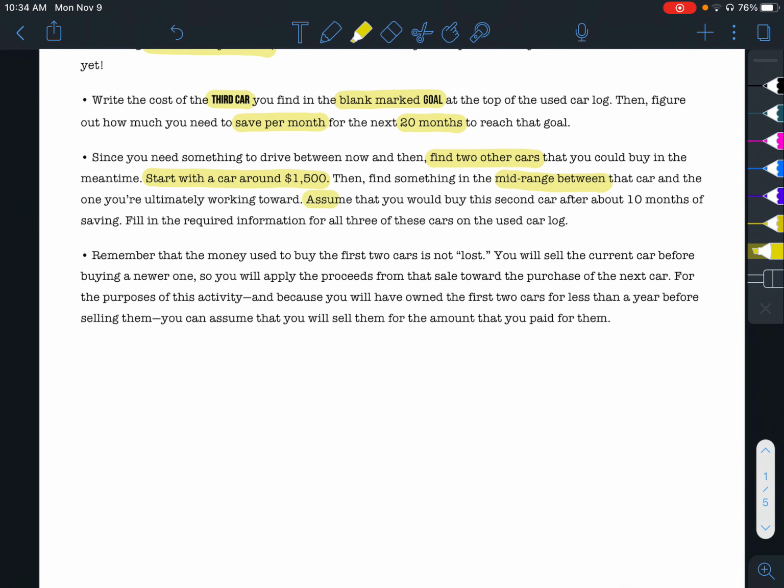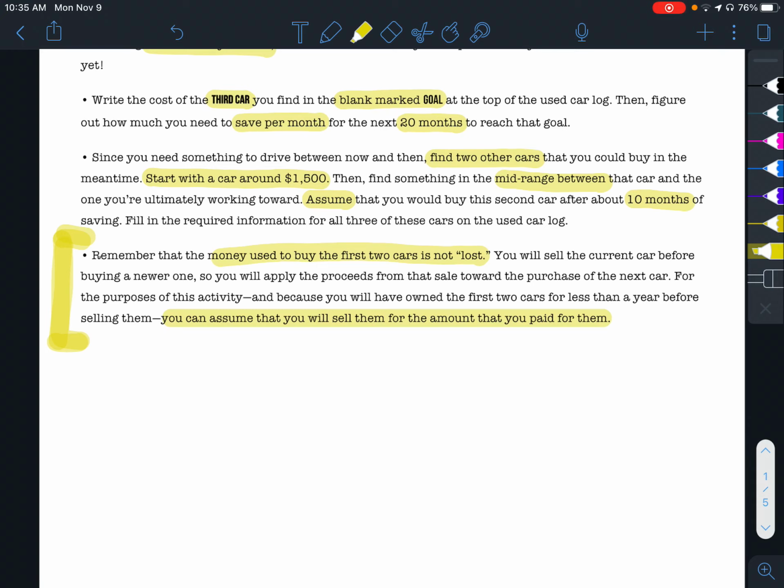I'm asking you to assume that you would buy the second car after about 10 months of saving. So we'll see how that plays out in just a moment in the blanks on the used car log. And this is my ultimate goal, that you see that the money used to buy the first 2 cars is not lost. So you'll sell the first car to buy the second, you'll sell the second to buy the third. And for the purposes of this assignment and real life, I'll talk about this in a second, you can assume that you'll sell each car for exactly what you paid for them.